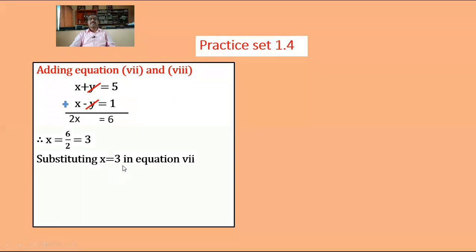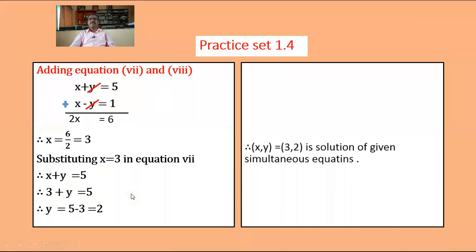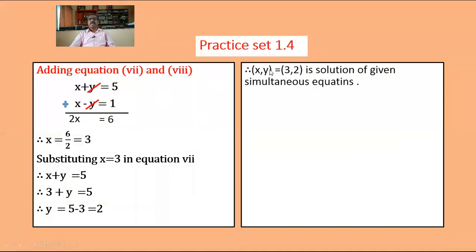Substitute the value x is equal to 3 in equation 7. Equation 7 is x plus y is equal to 5. 3 plus y is equal to 5. Therefore, y is equal to 5 minus 3. 5 minus 3 is equal to 2. Hence, x is equal to 3 and y is equal to 2 is the solution of the given equations.